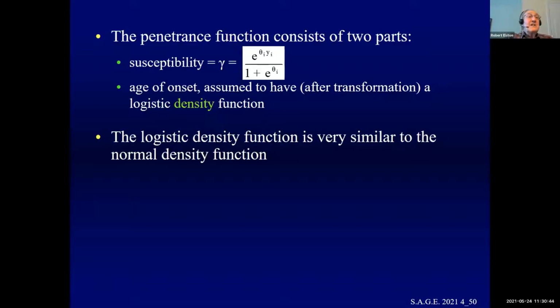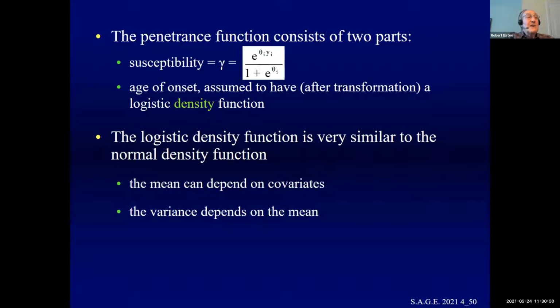The logistic density function is very similar to the normal density function. The mean can depend on covariates, the variance can depend on the mean. Years and years ago, we published a paper in which we used a logistic density and also a normal density, and we found basically exactly the same answers, whichever we assumed.